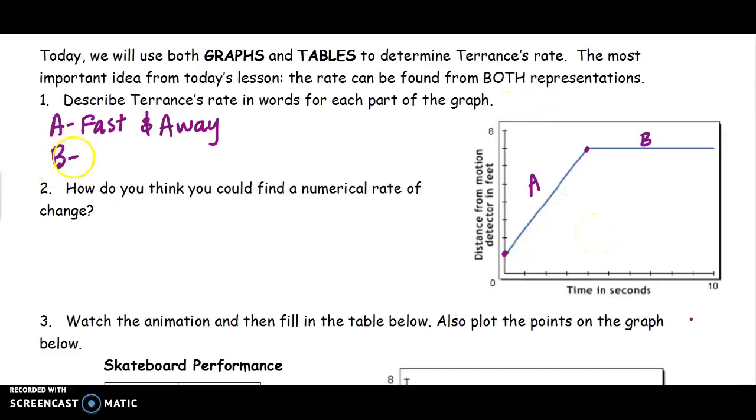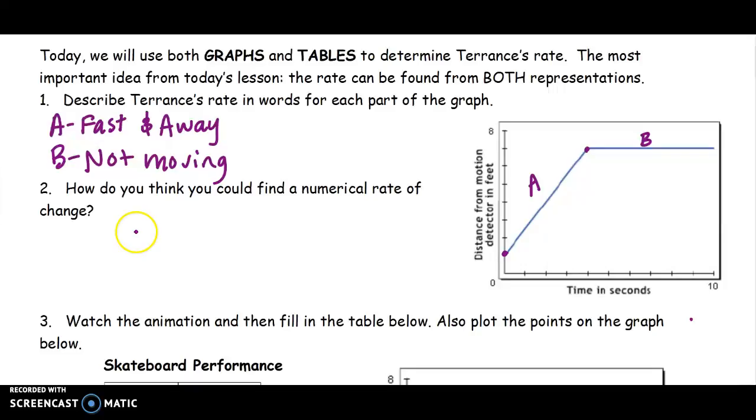In part B, he's not moving. Whenever we have that flat line, he's not going anywhere because his distance is not changing on the y, but time does not stop, so it continues to draw that line.